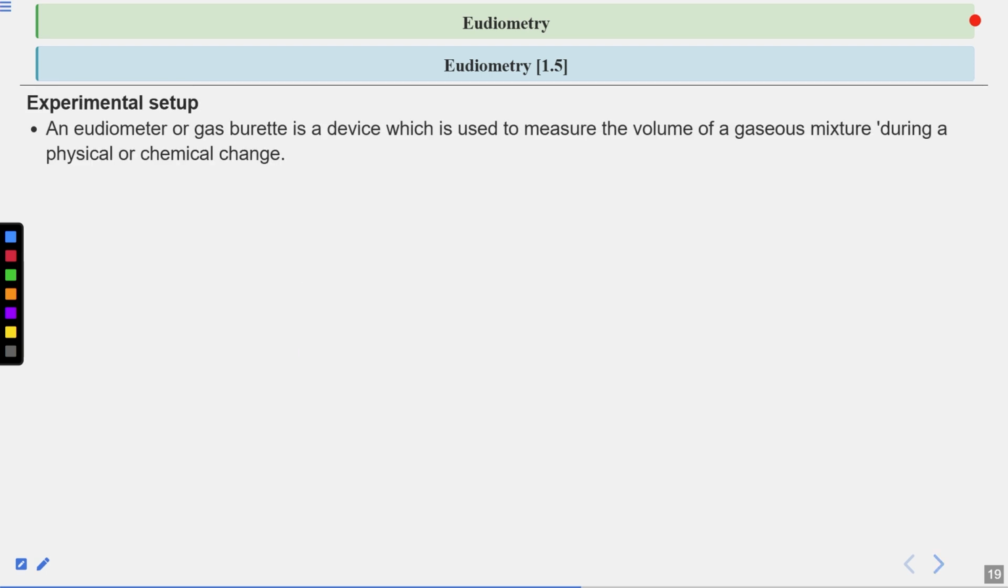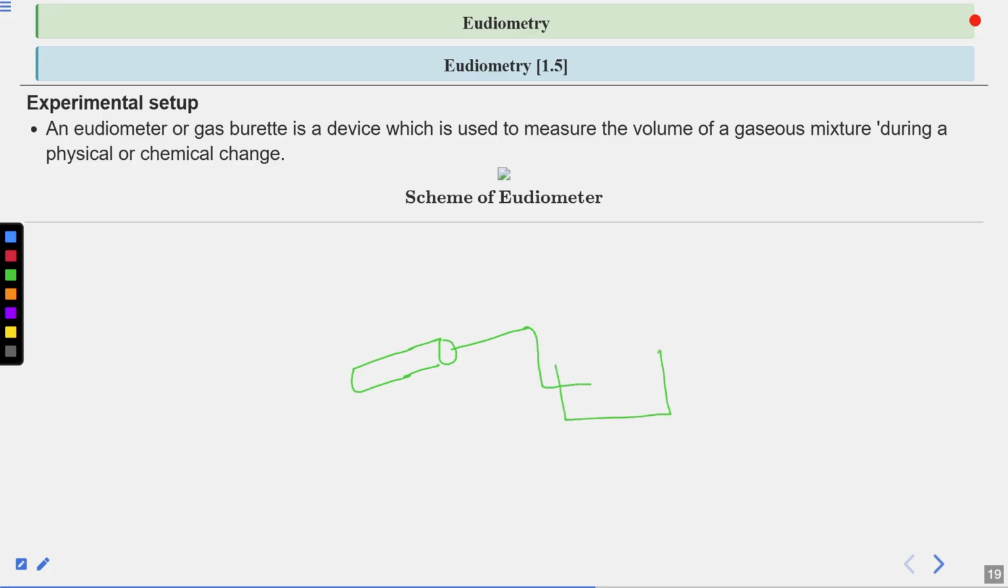Now let us try to understand the experimental setup for this. Say we have a burette, like this. In this we are doing the combustion, and this burette is attached to an absorbent, and here we have a tube which is half filled. We start burning the component we are interested in.